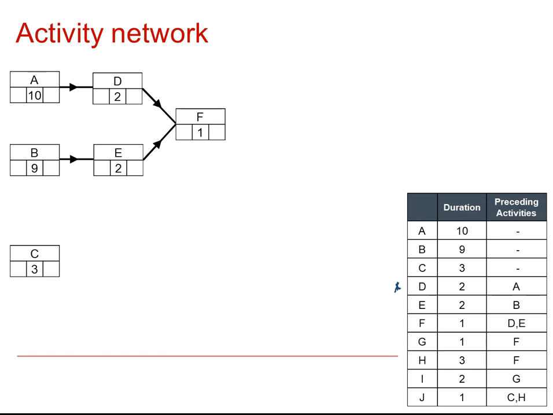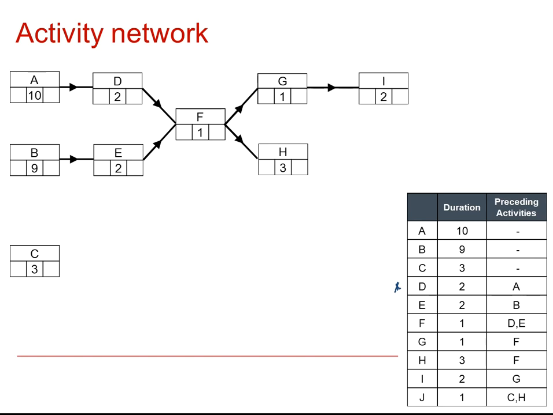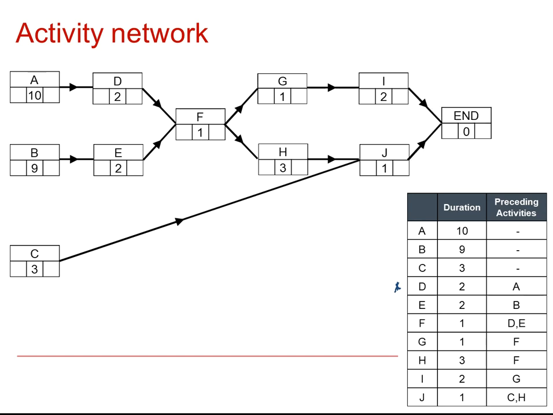Once we've got F, we can then follow on with G and H. I depends on G, so there's I, and J depends on C and H, so from C and H we've got arcs going to J. That's everything now on our diagram, and therefore we join those together with an end node.